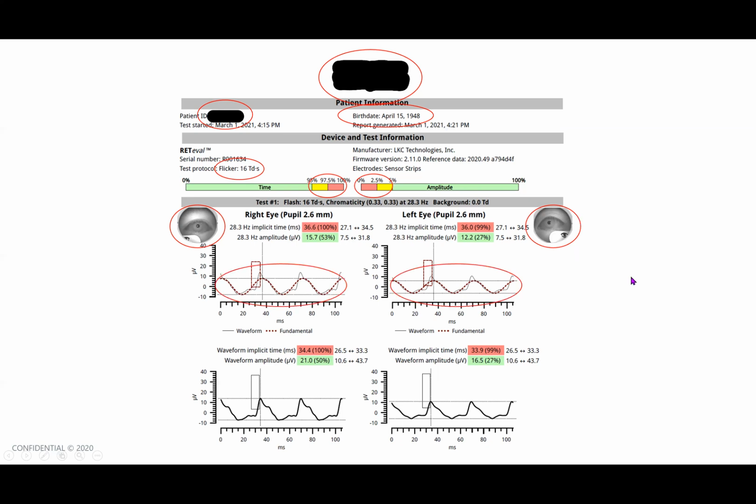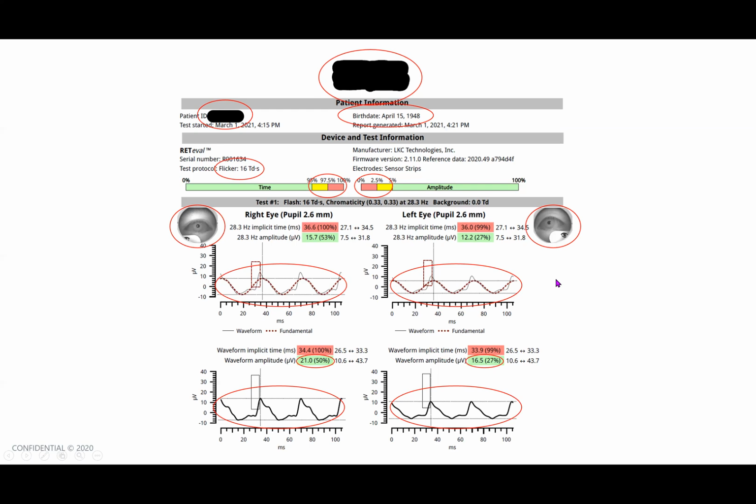There are two waveforms indicated on this report, right and left eye. The top waveforms are the fundamental or line of best fit for the waveform, and the bottom two lines are actually the raw waveform for the right and left eye. Which you choose is up to you. I generally tend to look at the raw waveforms. Now, the device takes about 50 different measurements or flashes during each test for each eye, and the device will throw out any blink artifact, any bad measurements, and these waveforms here represent the average of all of those measurements.